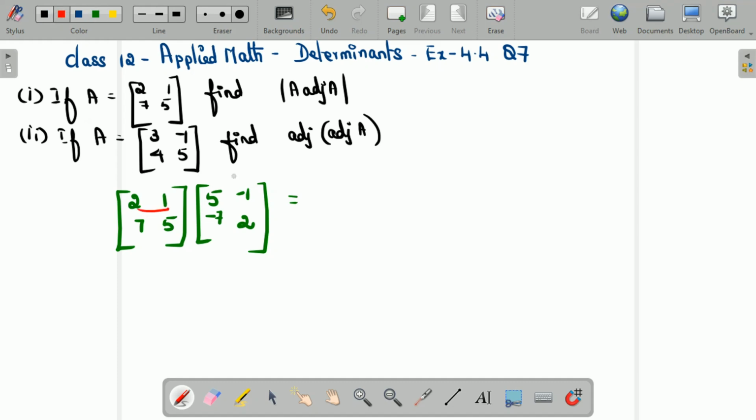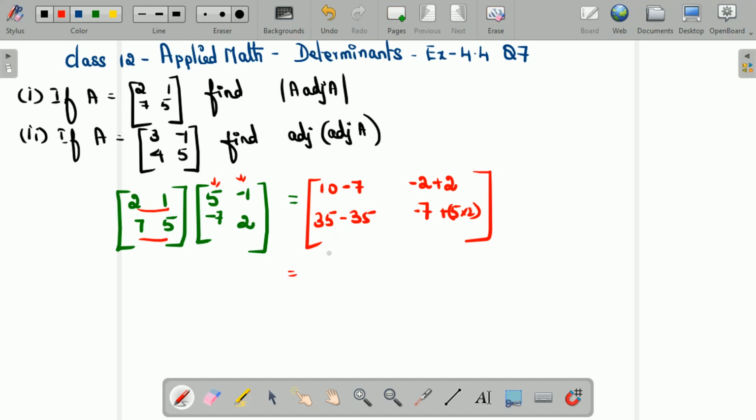So first we are taking up this particular row with this column. So it is 2 into 5 is 10 plus 1 into minus 7 is minus 7. Now this row with this column, so it is 2 into minus 1 is minus 2 plus 1 into 2, so it is plus 2. Now for this row and this column, so it is 7 into 5 is 35, minus 5 into 7 is 35. Now for the last one, this row into this column, so it is 7 into minus 1 is minus 7, plus 5 into 2 is 10. So this is what is going to be the new matrix.